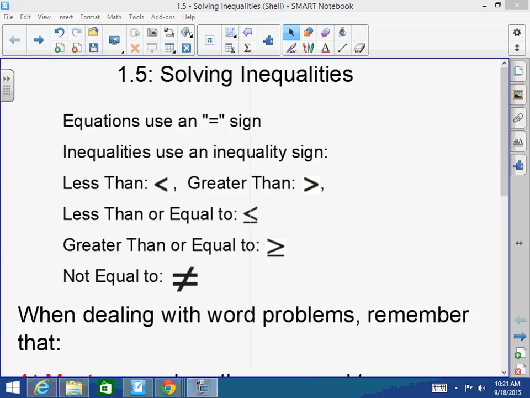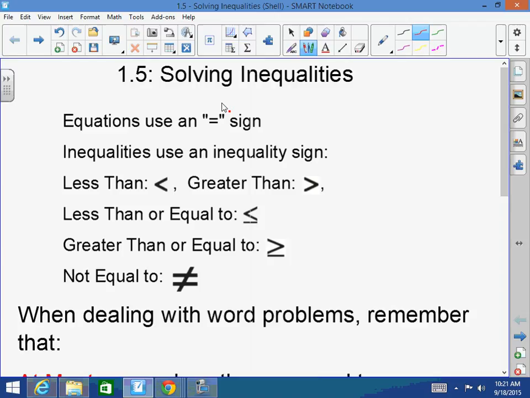Today we are going to start talking about solving inequalities, guys. And inequalities are very much like equations, except they have an inequality symbol. And a lot of times people don't even know what that is, so let's just go through it. Equations use equal signs, hence equation, equal.